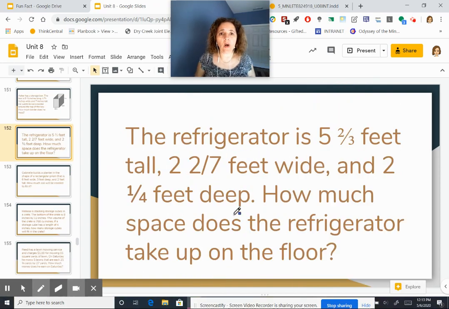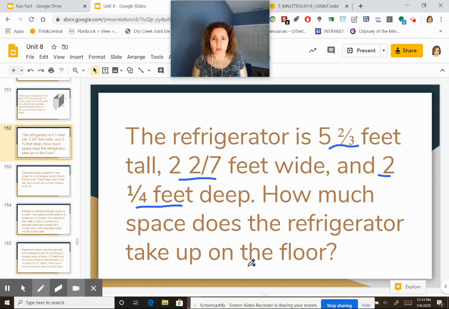All right, our next word problem. The refrigerator is 5 2/3 feet tall, and 2 2/7 feet wide, and 2 1/4 feet deep. So that's my width. How much space does a refrigerator take up on the floor? So, what do you think we have to do on this one? How much space does a refrigerator take up on the floor?